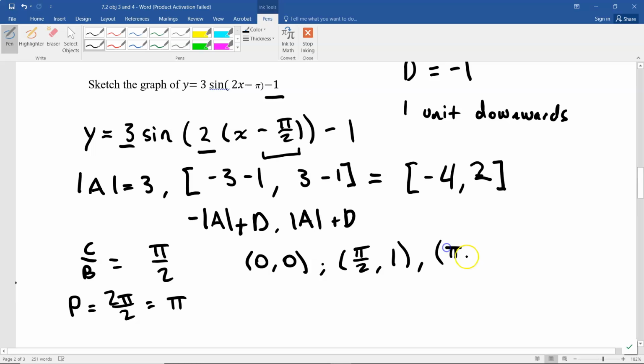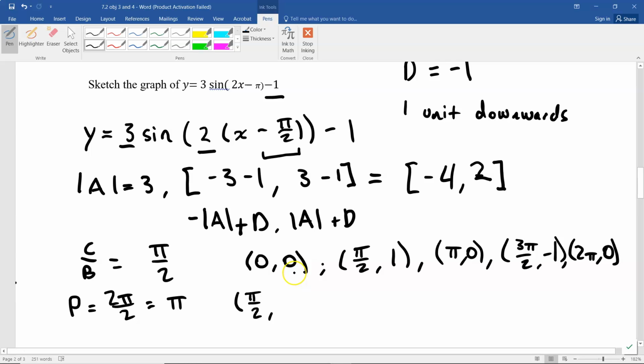Then we have pi, 0, 3 pi over 2, -1, and 2 pi, 0. Okay, this is our typical sine function, quarter points. However, now we have a vertical shift, a phase shift, and a different amplitude. So we've changed all of the x's and y's of this sine function. So now instead of starting at 0, we're going to start at pi over 2.